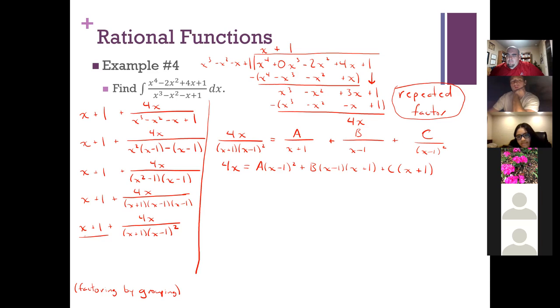Sorry, go ahead, Rios. What I don't really understand is, if we have x minus 1 squared, why don't we flush that out to x plus 1, x minus 1, and then have an additional d term? You know what I mean?